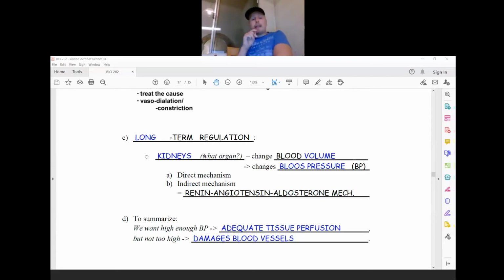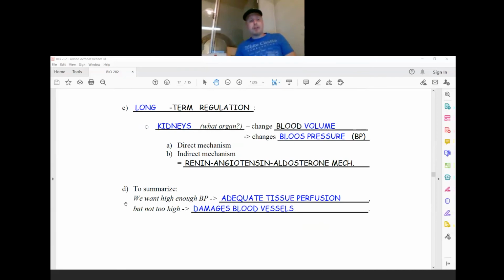And there are two mechanisms that we might use: direct and indirect mechanism. I didn't expect you to know much about them, just that they exist. The indirect is also known as the renin, angiotensin, aldosterone mechanism. So really, to summarize, we want to have high enough blood pressure so that the tissues actually get perfused, but we don't want the blood pressure to be too high so we don't end up breaking the blood vessel walls.